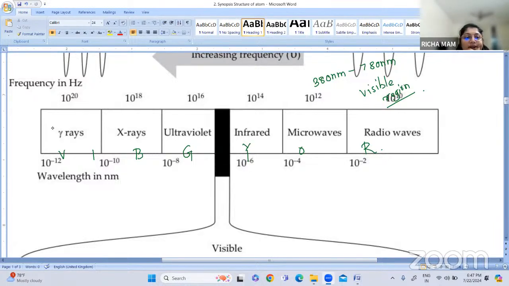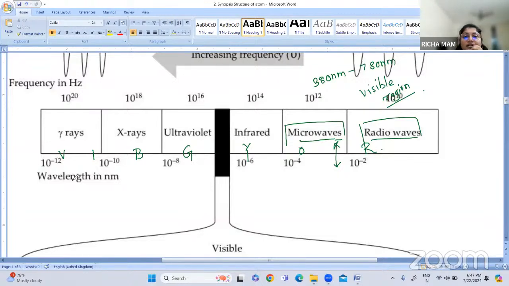Then 10 raised to minus 4 nanometer is microwaves. Microwaves are used in the microwave oven, or for small transfer of sound. Then radio waves are used in AM and FM. So these are the different regions of the electromagnetic spectrum.